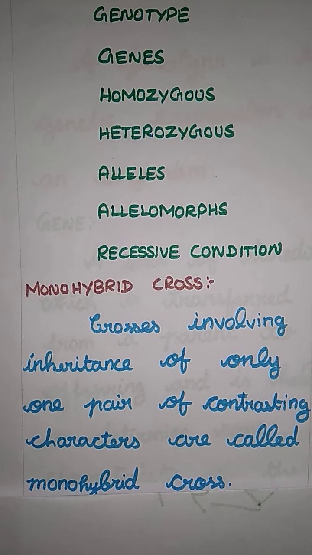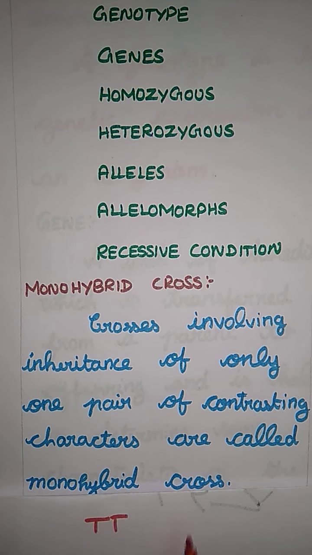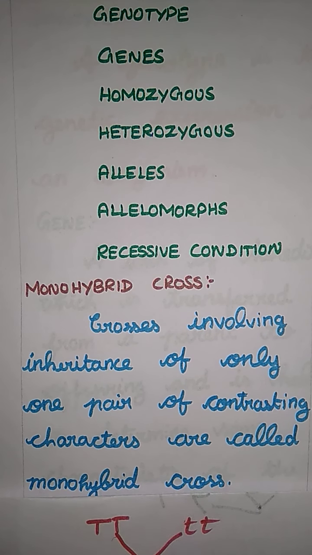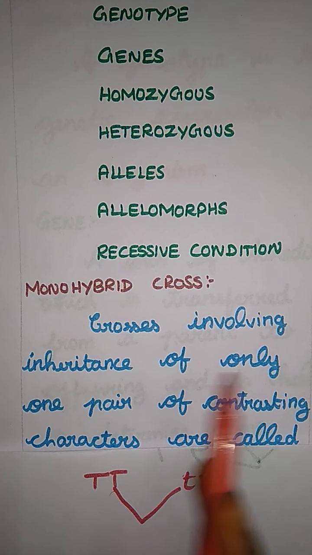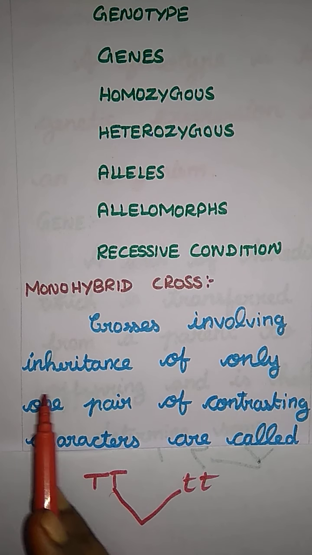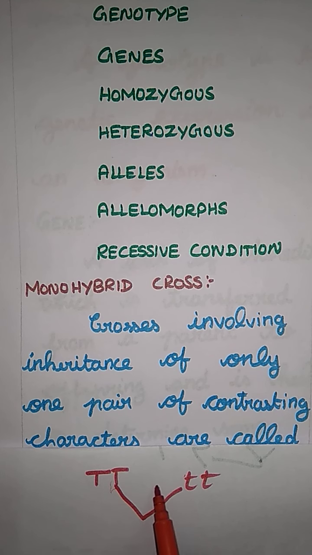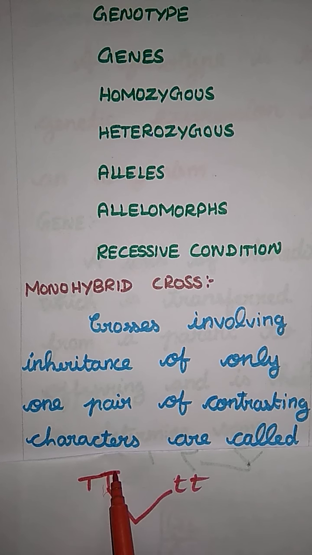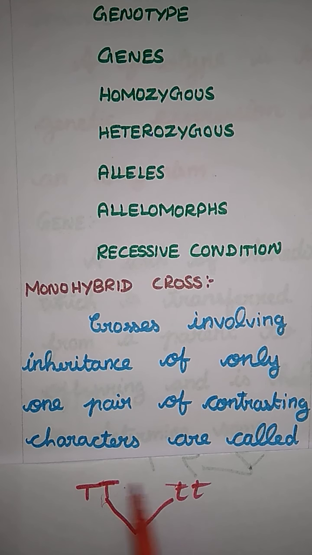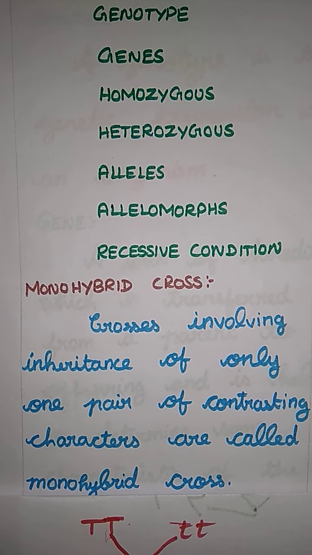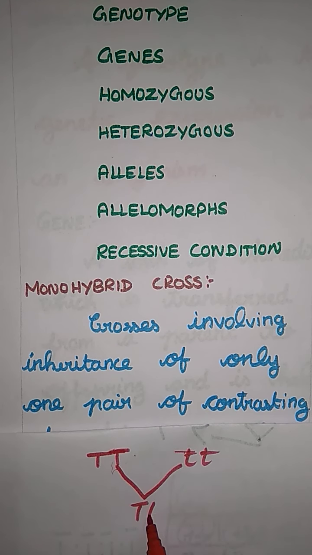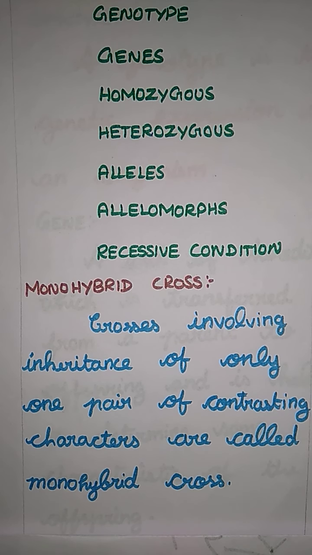We already discussed the tall character and the short character. So there is a cross involving inheritance, that is, the hereditary characters. Only one pair of contrasting characters: this is one character and this is the opposite character. Finally we get both characters, tall and dwarf. So that's it for the monohybrid cross. Let me move on.